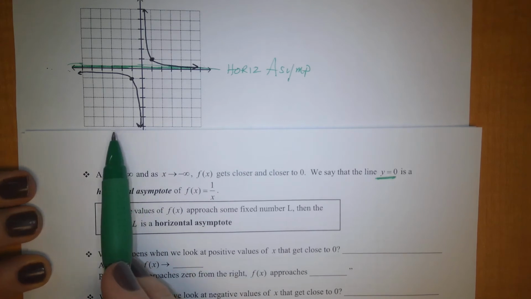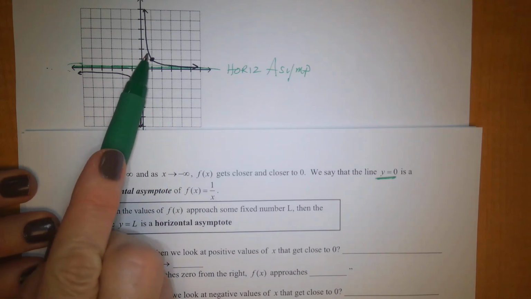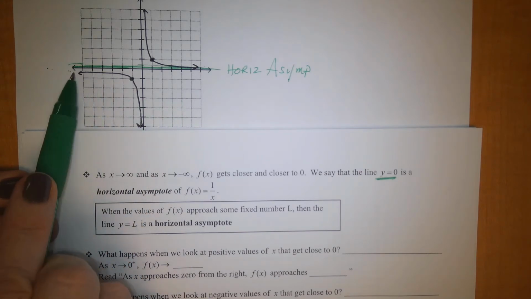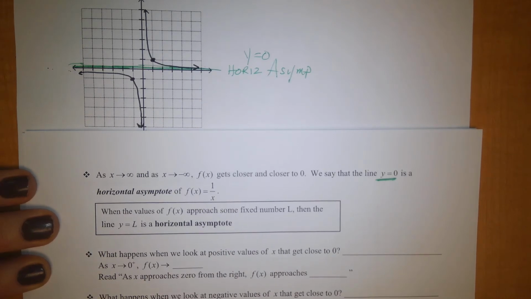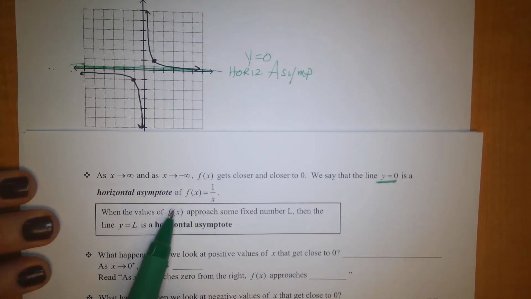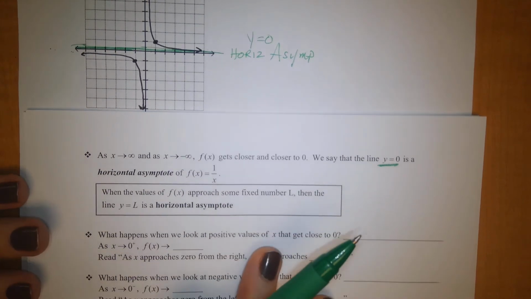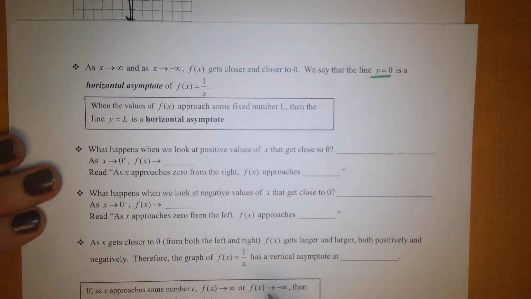A horizontal asymptote is an imaginary line that the graph never ever crosses. It just gets closer and closer and closer to that line, but it never crosses it and goes to the other side. So this line, y equals 0, is a horizontal asymptote of this particular graph. So when the values of the function approach some fixed number, in this case 0, then the line y equals that number, in this case 0, is a horizontal asymptote. There also is such a thing as vertical asymptotes, which we're going to talk about next.